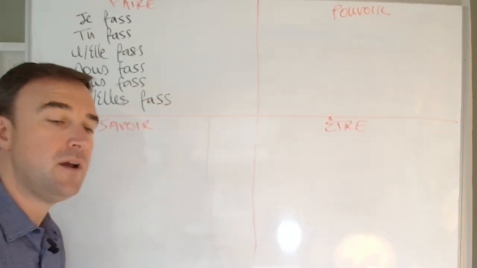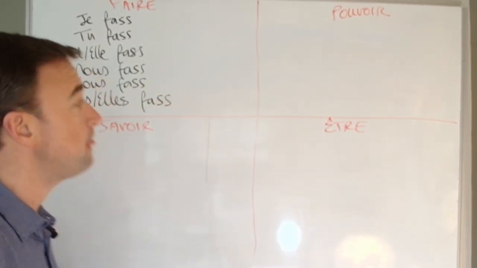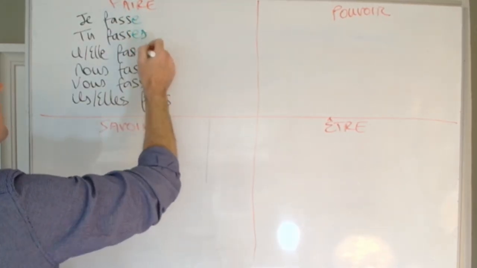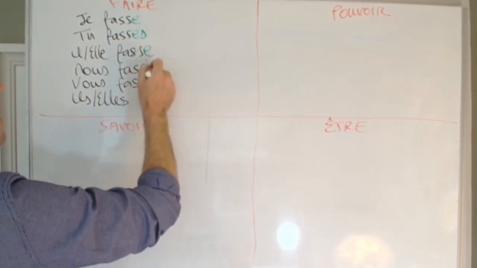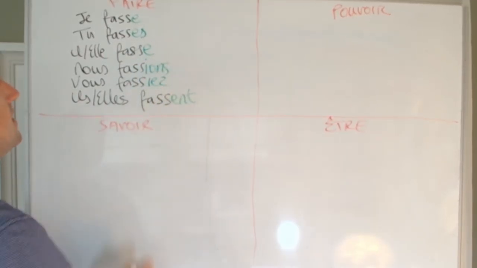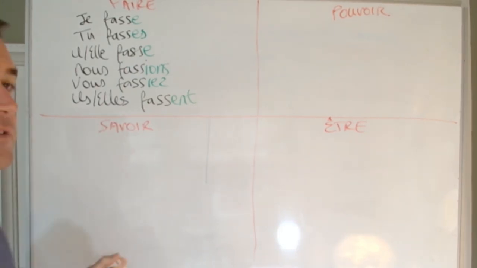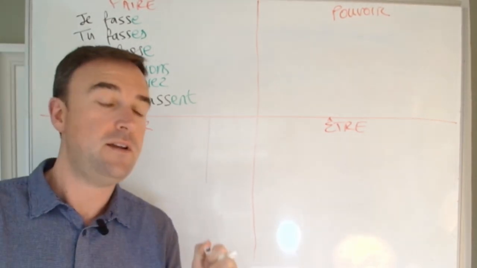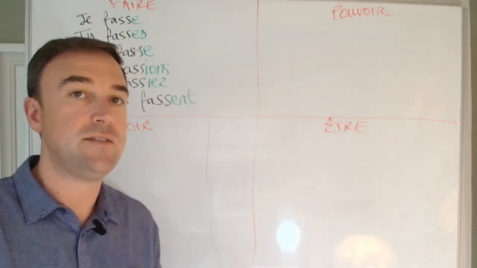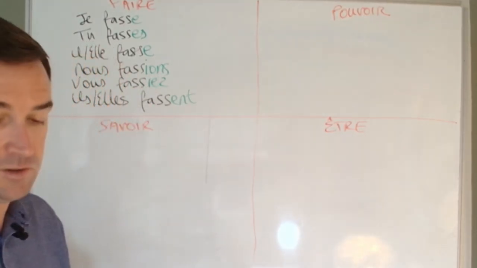Now, if you remember our regular endings, they still apply here. We have E, ES, E, IONS, IEZ, and ENT. So faire is not a verb that you're going to have to spend a whole lot of time learning off. Once you know your endings and you know that faire becomes fasse, you've got it. That's faire in the subjunctive.